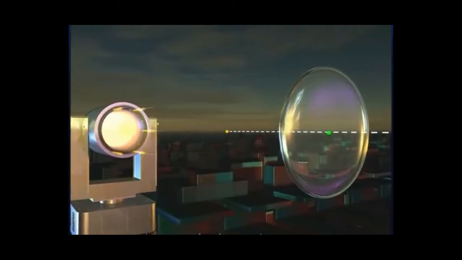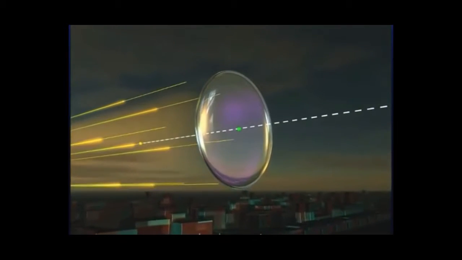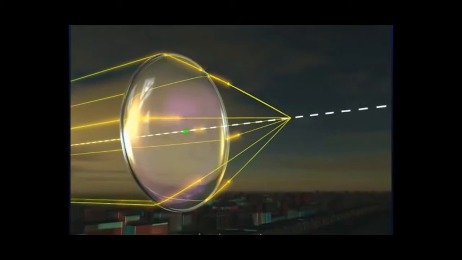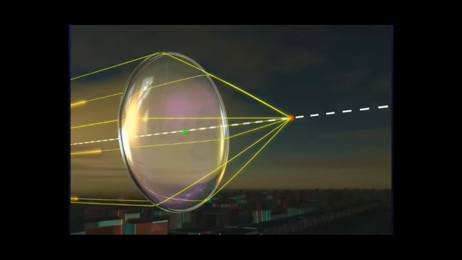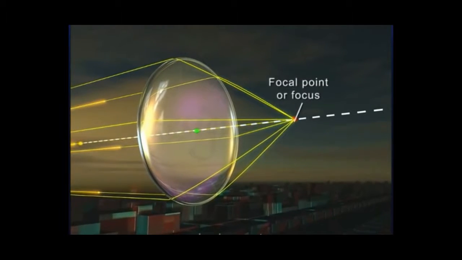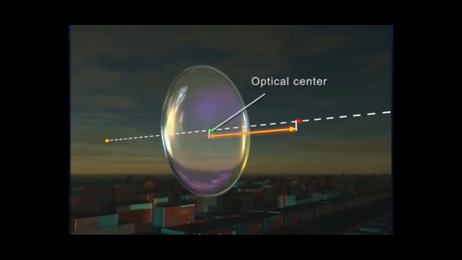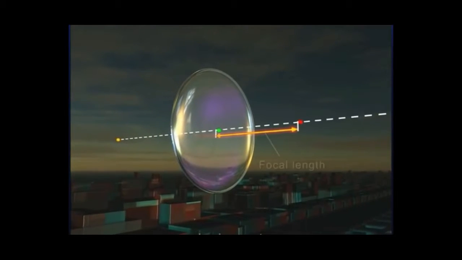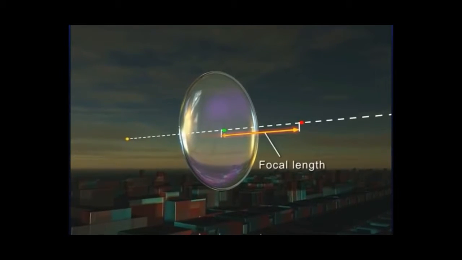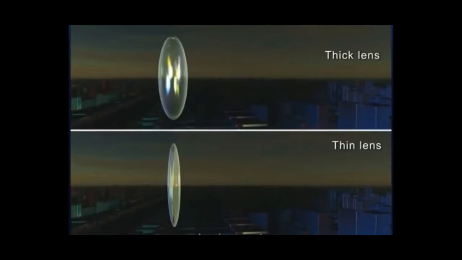Light rays parallel to the principal axis and incident on one side of the lens undergo refraction and converge at a point on the principal axis on the other side. This point is called the focal point or focus of the lens. The distance from the optical center of the lens to the focal point is called the focal length of the lens. The focal length of the lens depends on its curvature.